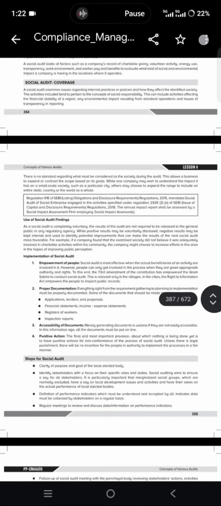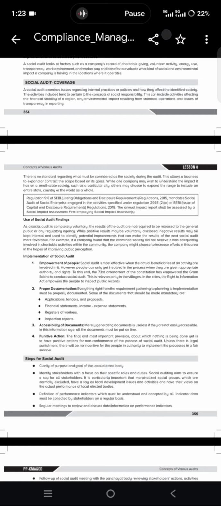Some of the documents made mandatory are applications, tenders and proposals, financial statements, income expense statements, registers of workers, and inspection reports. Accessibility of documents: merely generating documents is useless if they are not easily accessible. In the information age, all the documents must be put online. Punitive action: the final and most important provision, about which nothing is being done yet, is to have punitive action for non-conformance with the process of social audit.